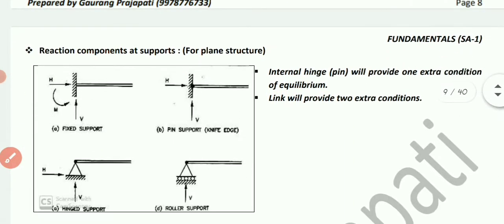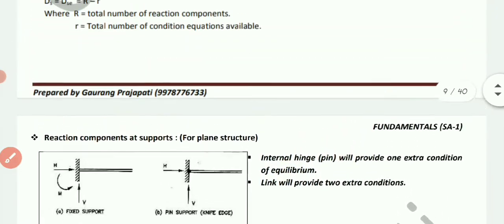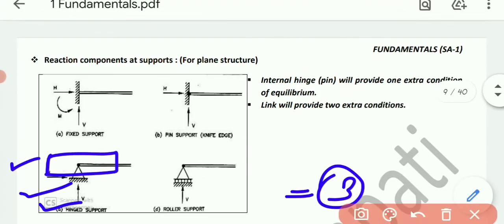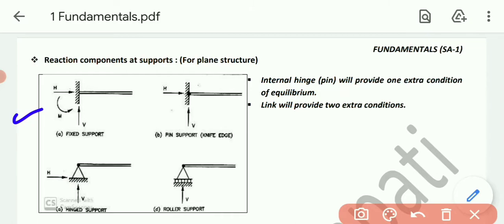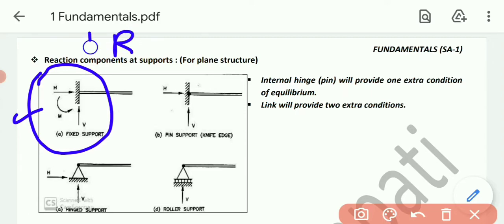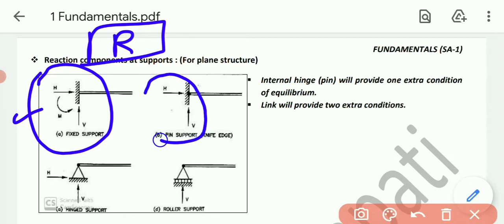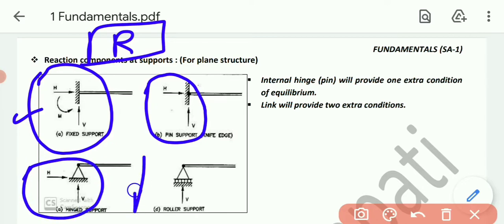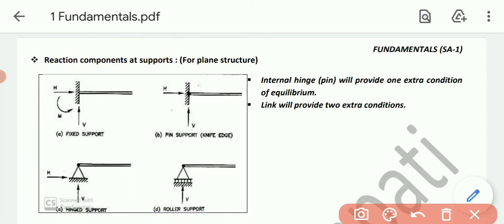Let's solve some examples, but before that there is one variation in the beams. First of all, talking about reactions. In the fixed support there are always 3 reactions: vertical, horizontal and moment. These are the values of capital R, the number of reactions produced. For hinge support, 2 reactions will be there, vertical as well as horizontal, while in the roller support only one reaction will be produced, that is one vertical.